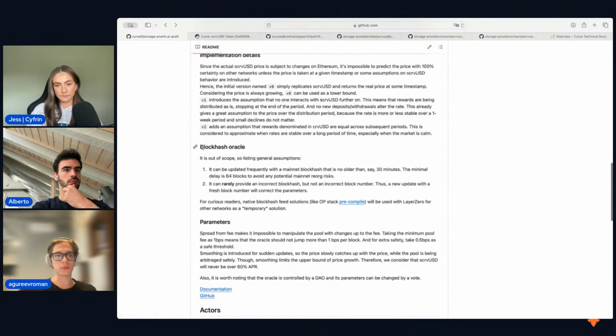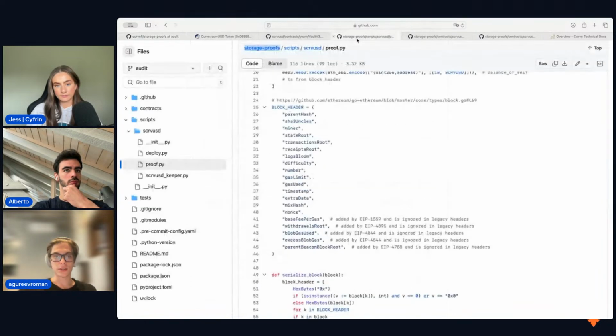Since we have a block hash oracle, what is a block hash? It's a hash of this block header with many fields, but mainly we need the state root, timestamp, and number. The state root is some hash of the tree of different account states. By account, I mean both contracts and externally owned accounts.